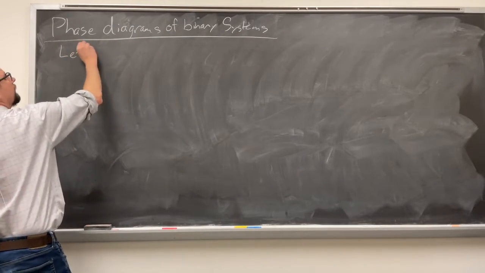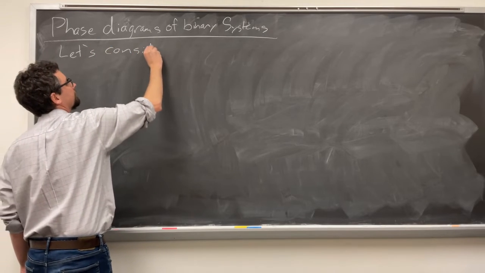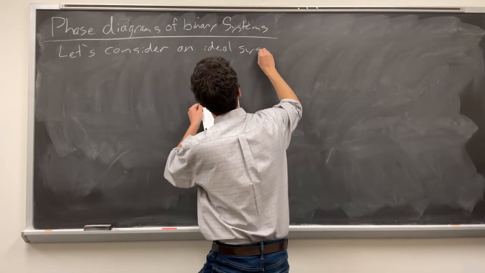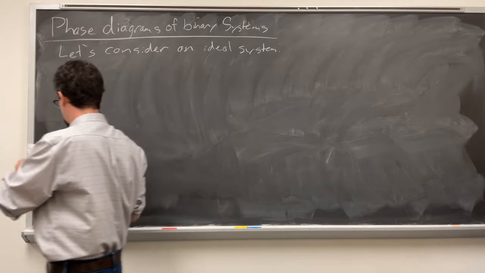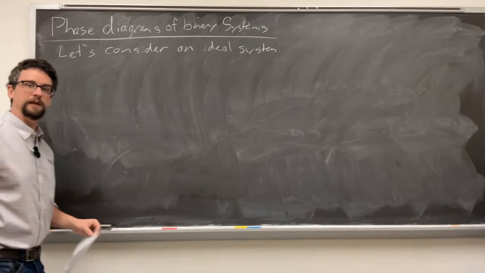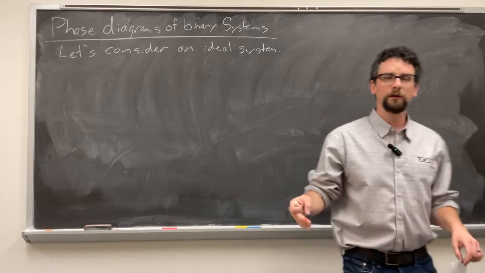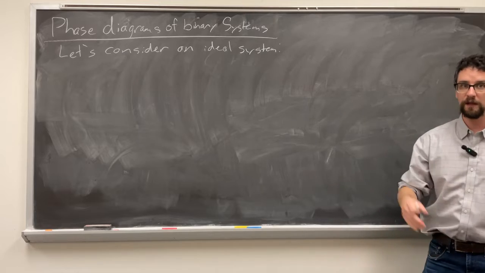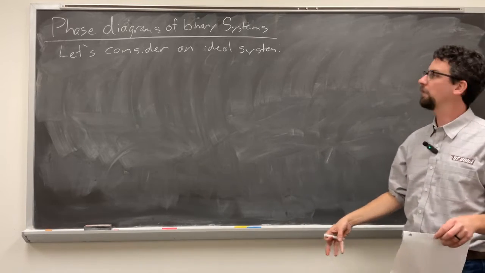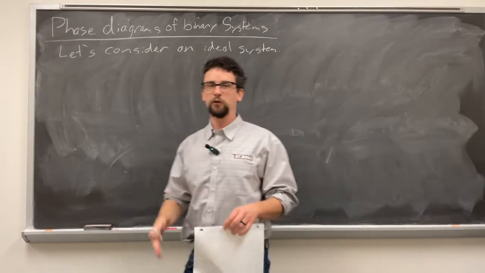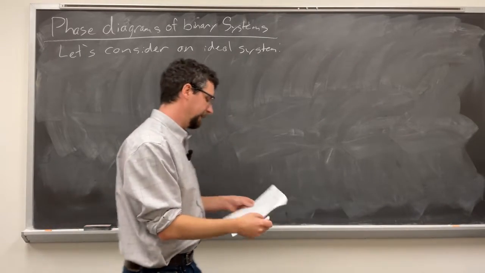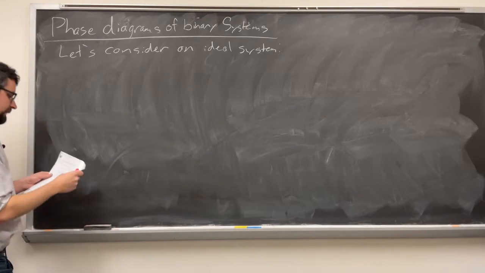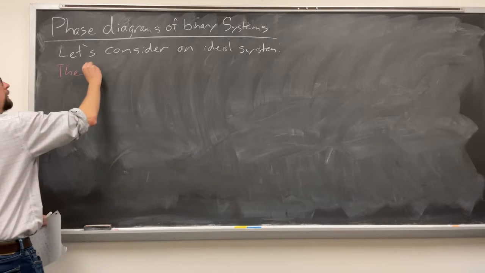So let's consider an ideal system. Given that we have an ideal system, meaning an ideal gas, ideal liquid, what we're going to explore is utilizing Raoult's law to figure out the pressure of both the liquid and the gas, and when we have a mixture. We're then going to extend this to a phase diagram, so a picture to really explain what's going on in this solution.